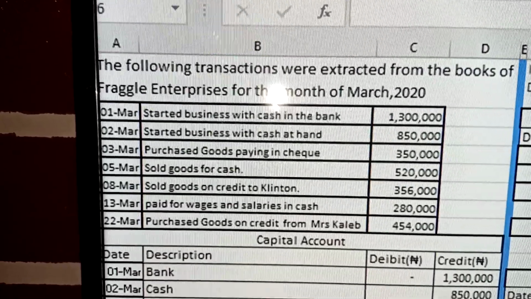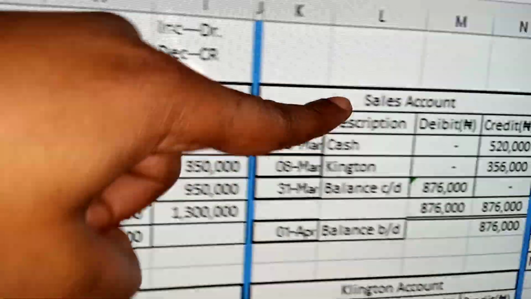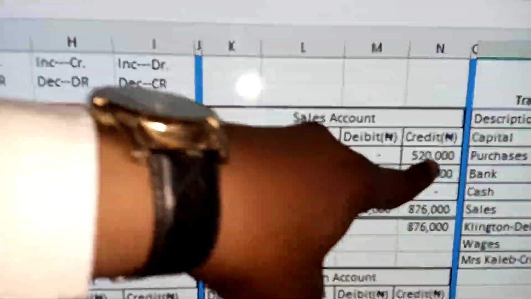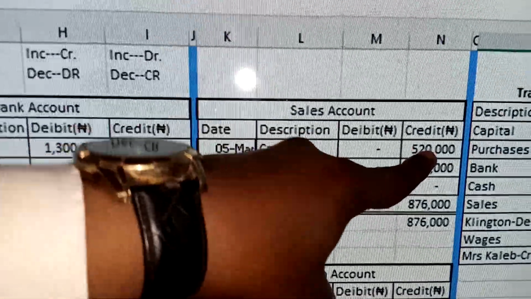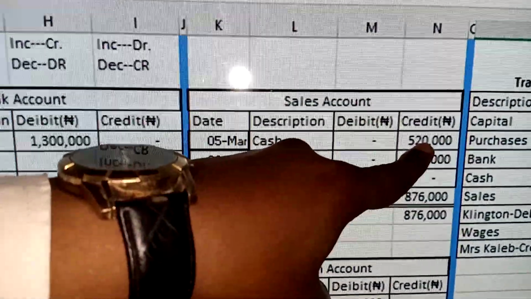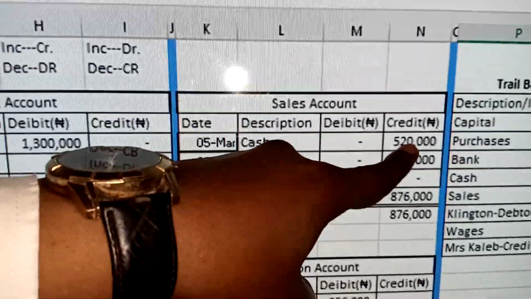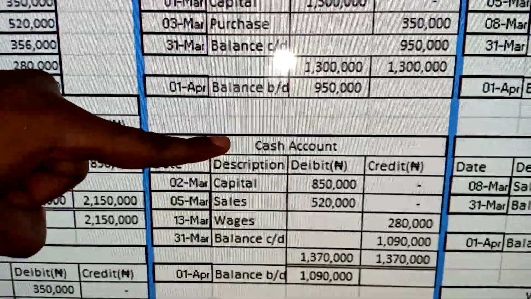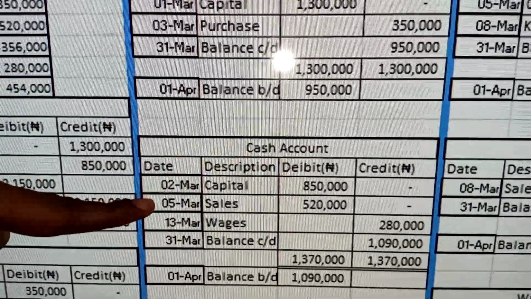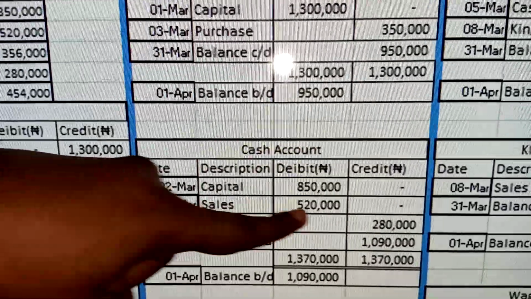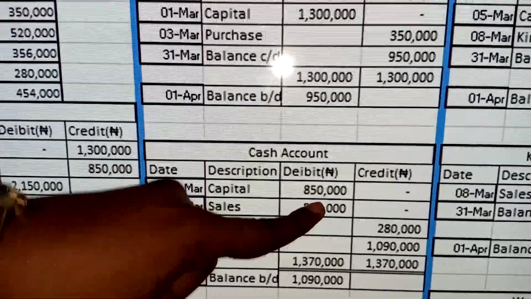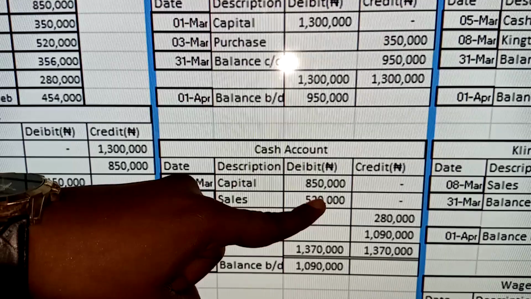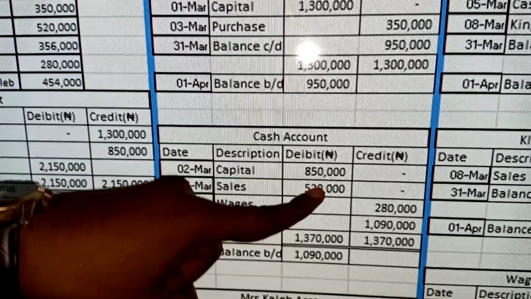So let's open sales. We have the sales account here. So we'll say 5th March cash, 520,000. We're crediting sales because it's increasing by that value. So we have credited sales, so we need a corresponding entry. That will be where? Cash. So we have the cash account here. So we'll say 5th March sales. We're debiting cash. Cash is an asset. It's increasing by the value of sales made. We're debiting 520,000. So those are the two entries for that transaction.